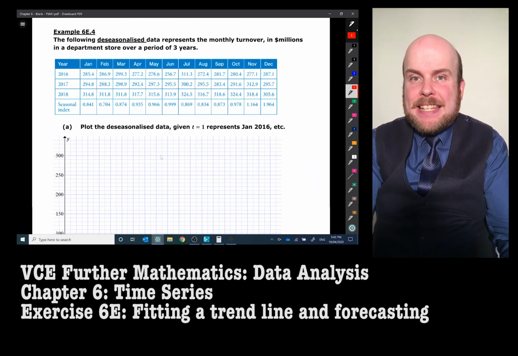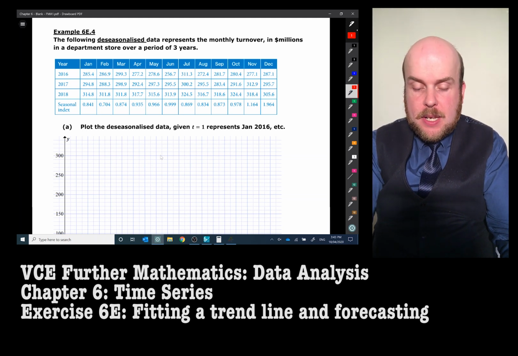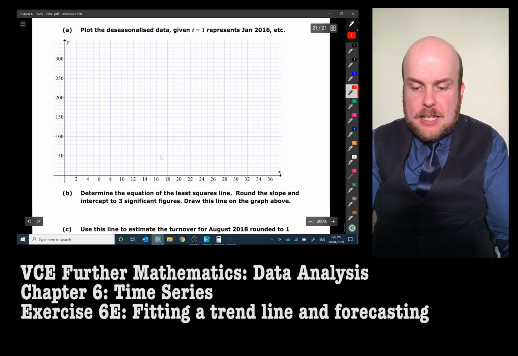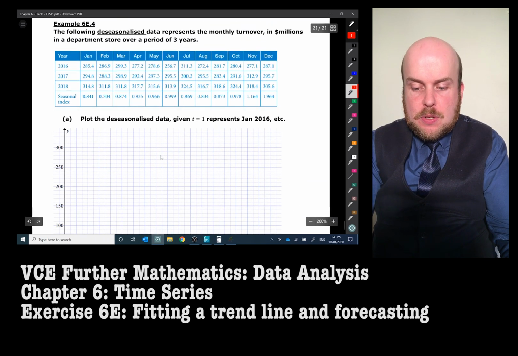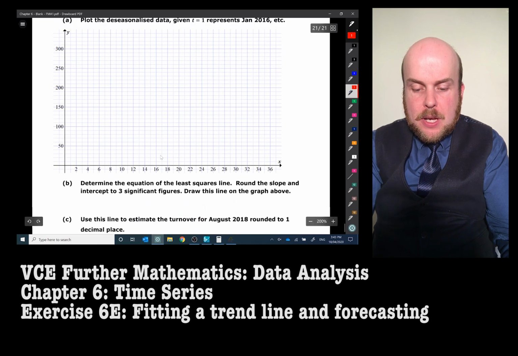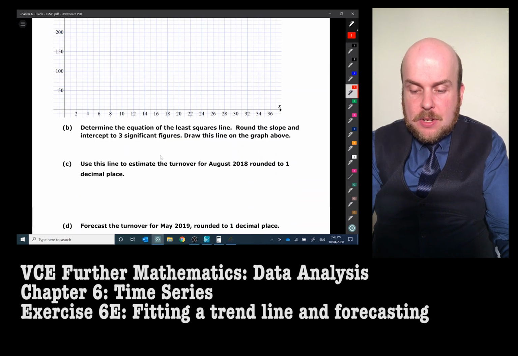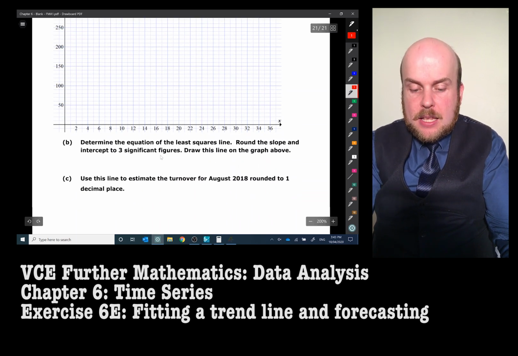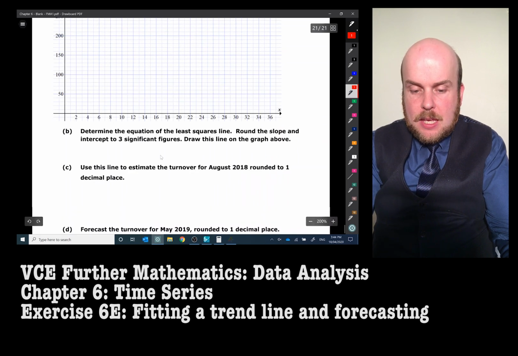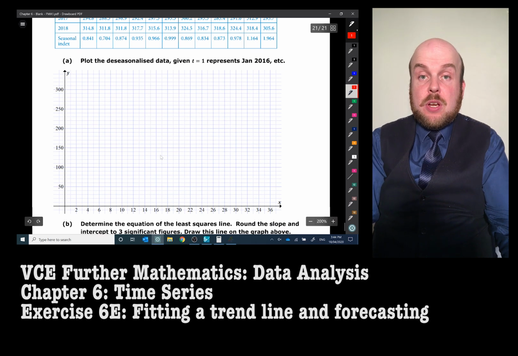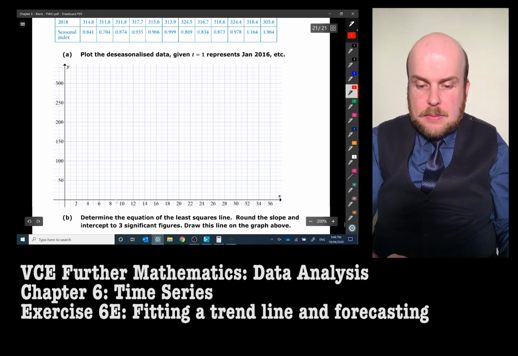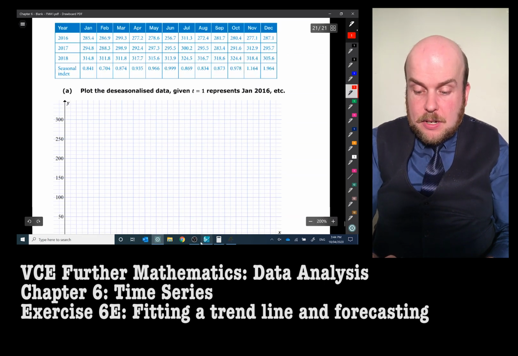6E.4. The following deseasonalized data represents the monthly turnover in millions of dollars in a department store over a period of 3 years. Plot the deseasonalized data given T equals 1 represents January 2016. And then we're going to have to determine the equation of the least squares line. Use this line to estimate the turnover for August 2018 and then forecast the turnover. All right. So what we're going to need to do is a whole bunch of calculations here. So you'll need to plot the data accordingly and get a lovely regression line going. So let's do that.